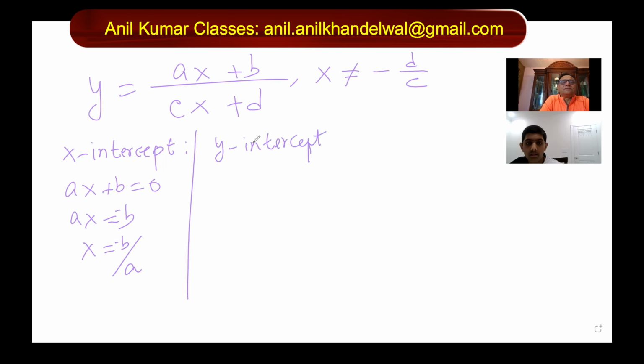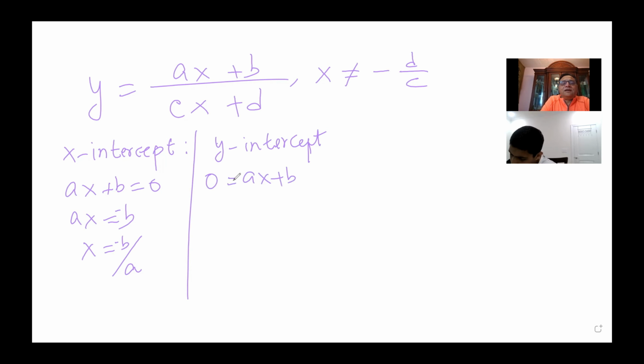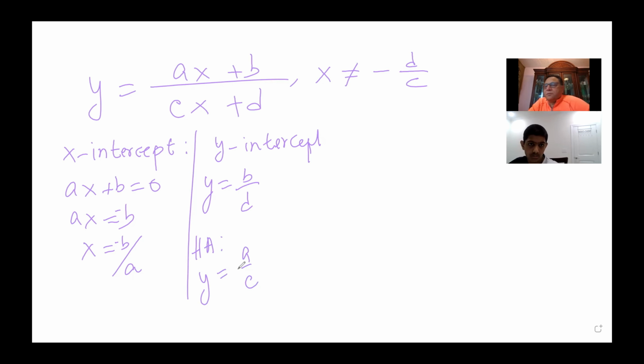y equals 0, sorry. x equals to 0. Y-intercept, x equals to 0. Okay. b over d. Correct. Now, what is the horizontal asymptote? y equals to a over c will be my horizontal asymptote. Let me teach you how I get that result.